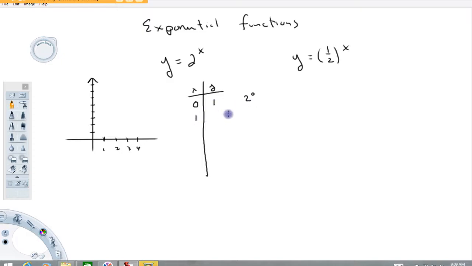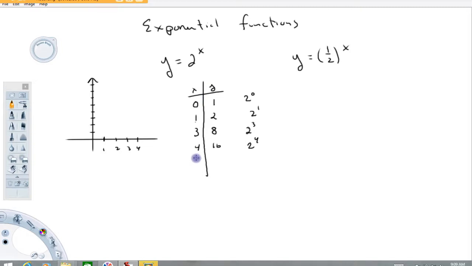What I meant to say was if x is 1, then y is equal to 2 to the first power, which is 2. There we go. If x is 3, then y is equal to 2 to the third power, which is 8. 2 times 2 times 2. And if x is 4, then y is equal to 2 to the fourth power, which is 16, and so forth. Now, I've got all these positive values.